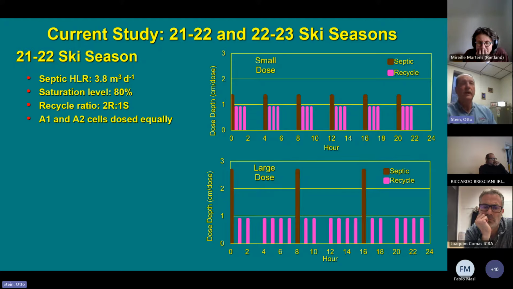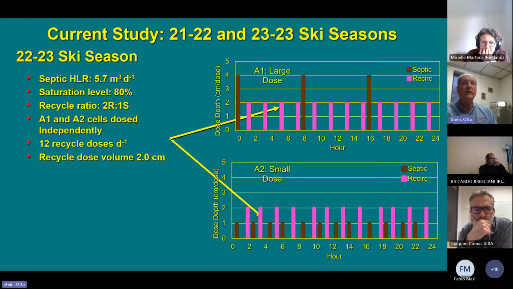So in the second ski season, we had put a new valve in so that we could actually load them differently. That was something that we wanted to do for years and managed to finally make it happen. Loading level was a little bit higher, about 50% higher, but the saturation level and the recycle ratio were the same. So now we could dose things independently.